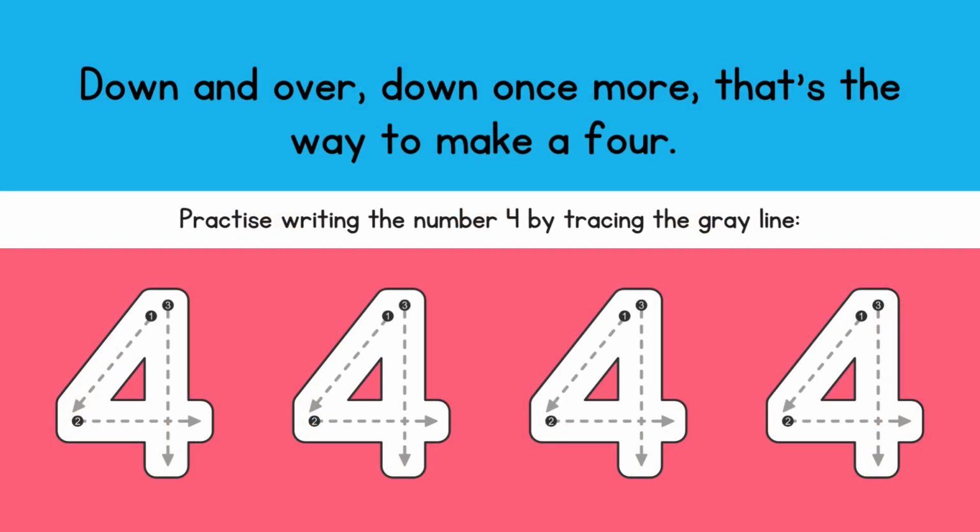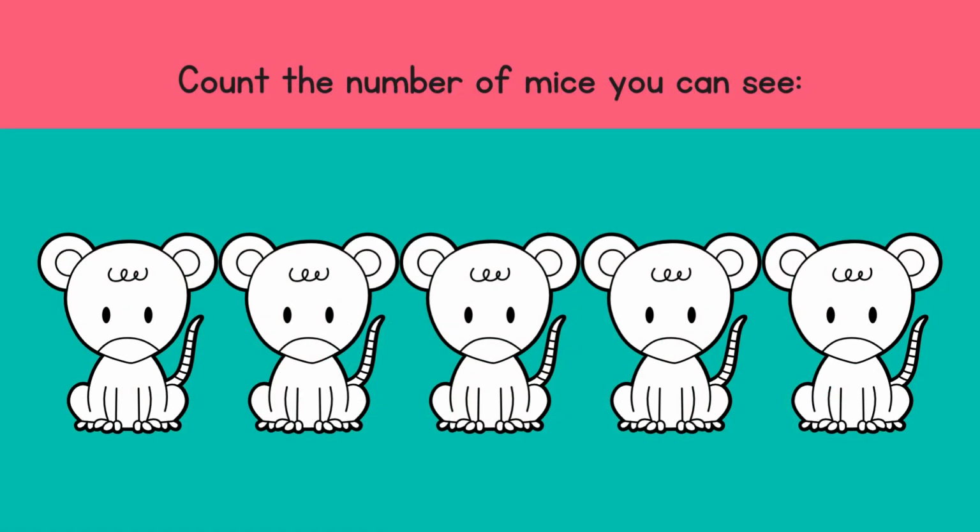Down and over, down once more, that's the way to make a 4. Practice writing the number 4 by tracing the gray line. Count the number of mice you can see.